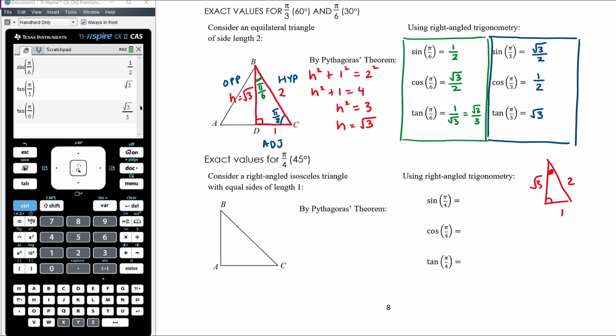I can also get all the pi on 3 values from that one little triangle, a rough sketch on the side of my page during a SAC or a test or an exam. Okay. All right, let's think about pi on 4. So pi on 4 we can also generate from a triangle.